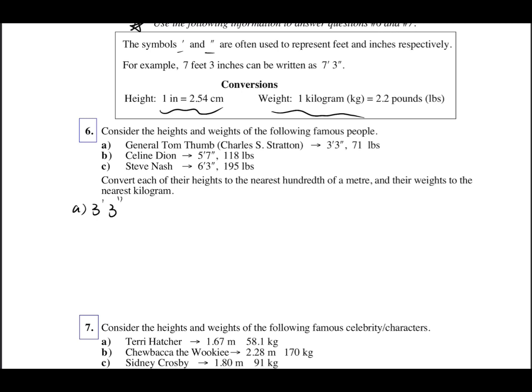For this one, the first thing we do is change into inches. So it's 3 times 12 plus 3, which is 39 inches. Then we change into meters, so this is 39 inches divided by 1, times 2.54 cm divided by 1 inch, and times 1 meter divided by 100 centimeters. I will write this factor here, 1 meter.